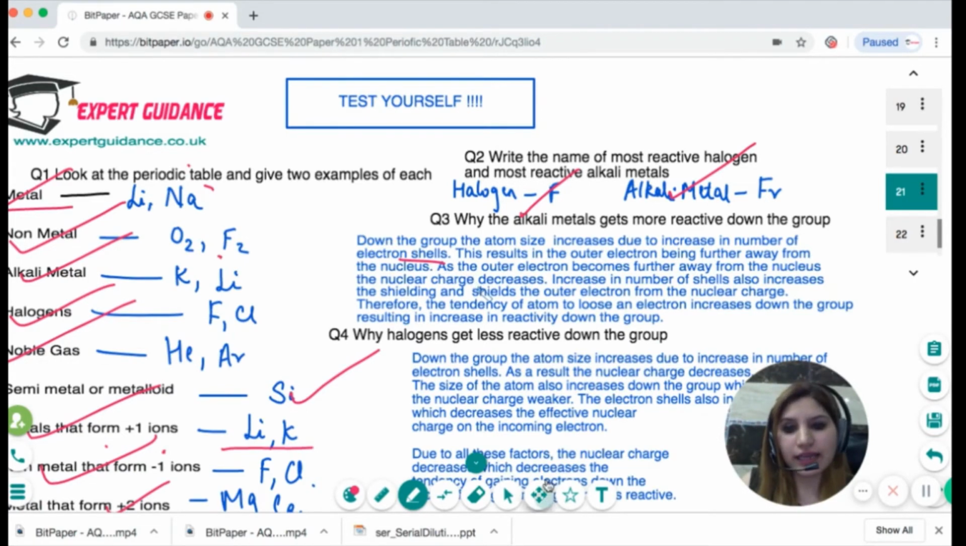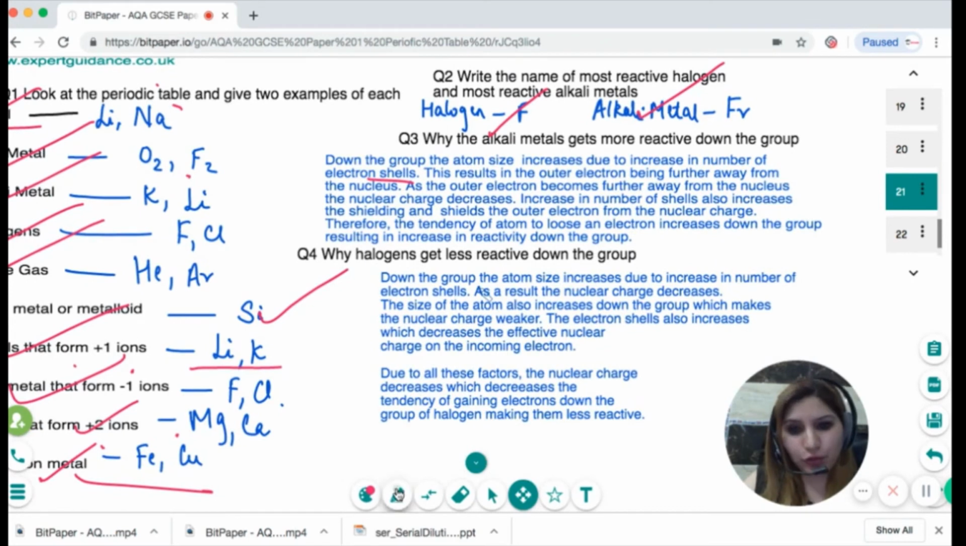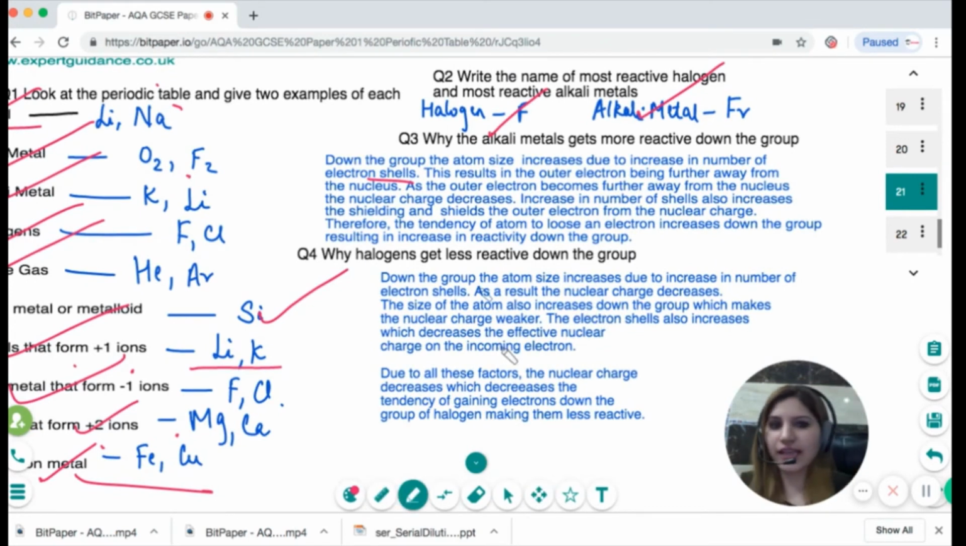On the other hand, halogens down the group, the atomic size increases, again due to increase in number of shell. The nuclear charge decreases, the size of the atom also increases, decreasing the nuclear charge, and the shells also shield the outer electron from the nuclear charge. Therefore, the incoming electron cannot be held with a stronger nuclear force. Due to all these factors, the tendency to gain an electron or electron affinity decreases down the group. Therefore, the halogens become less reactive down the group.